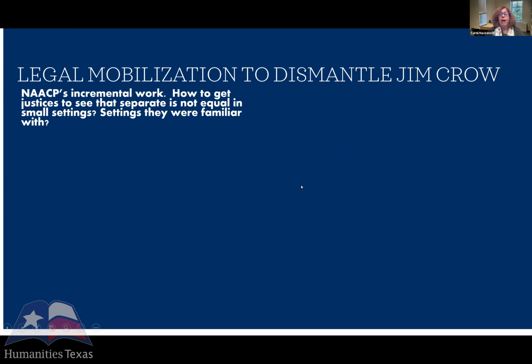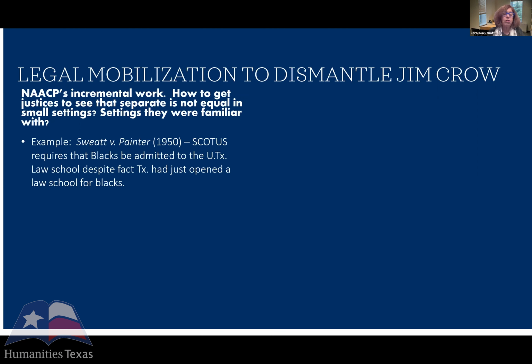Now, in the aftermath of Plessy, where Jim Crow was then legally authorized in railroad cars and public accommodations and all of that, civil rights cases were part of that. We see a legal mobilization to dismantle Jim Crow. The NAACP, which was founded in 1909 by Black and white activists, worked very strategically and incrementally. How do you get the justices to see that separate is not equal in small settings perhaps that the judges might be familiar with? An example, Sweatt versus Painter, 1950. The Supreme Court requires that Blacks be admitted to the University of Texas Law School, despite the fact that Texas had fairly recently opened a law school for Blacks within the boundaries of the state.